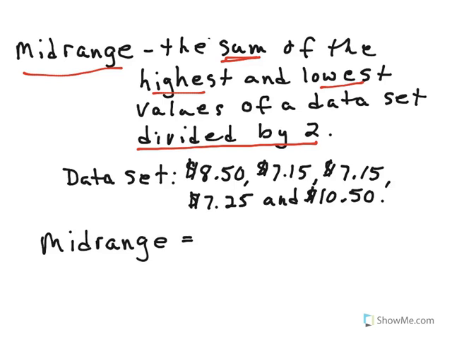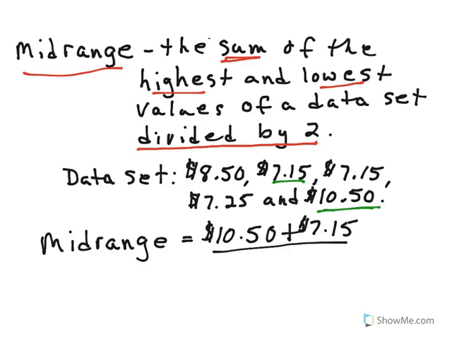is the highest value, $10.50, plus the lowest value, $7.15, divided by 2. And this gives us $8.83 rounded off to the nearest penny.